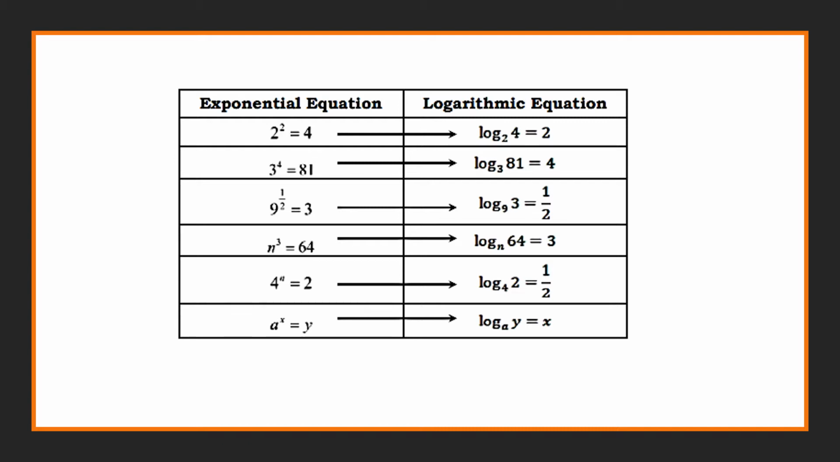n cubed equals 64. Logarithm of 64 to the base n is equal to 3. 4 raised to 1 half is equal to 2. So logarithm of 2 to the base 4 equals 1 half, and a raised to x equals y. Logarithm of y to the base a equals x. So this is our logarithmic form.